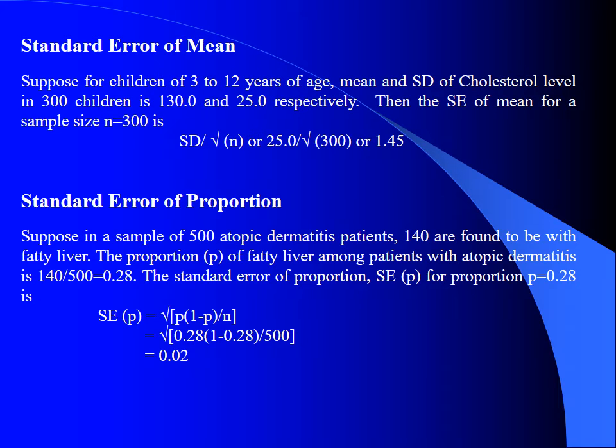Similarly, for a proportion also, one can compute this, and the formula is the square root of p into 1 minus p divided by n.